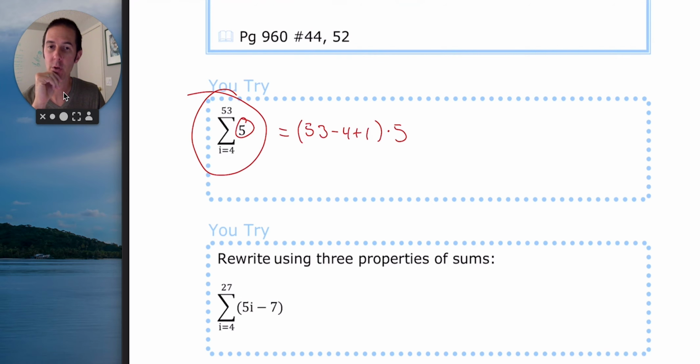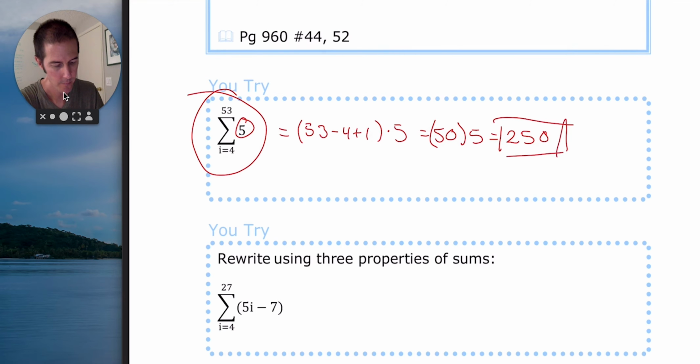That's the number of terms, upper minus lower plus 1, times, in this case, the value of each term. All the term values are the same, they're all 5s. So we have 50 5s, which equals 250. Not 1250, it says 250 in there. 54 minus 4 is 50 times 5, 250. Nice.